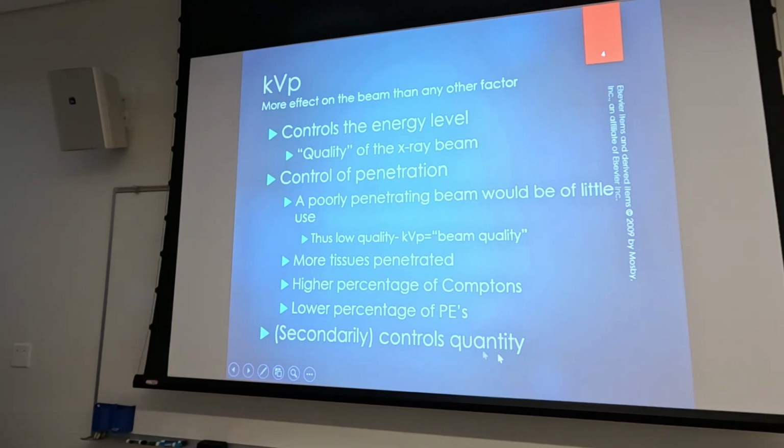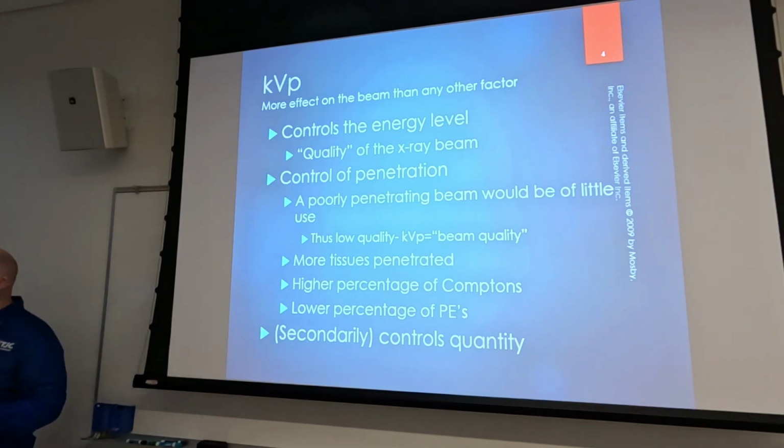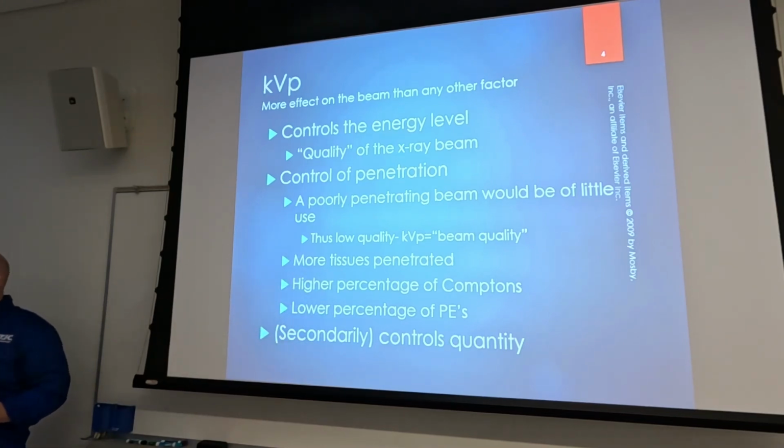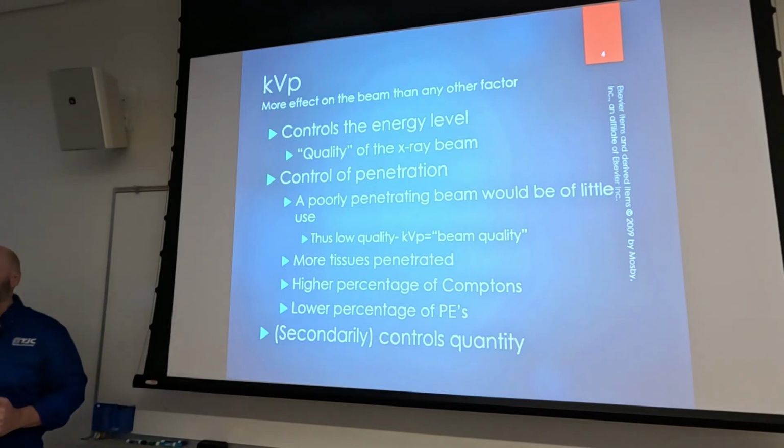Secondarily, it controls quantity, and we say secondarily, though it would seem like it would be primarily, because it's so significant. You increase by 15% and the quantity goes up by 100%, right? At least at the image receptor. But because of all this other stuff, we don't want to primarily use it for the control of quantity. We want to use mAs because there's a direct relationship between mAs and quantity.